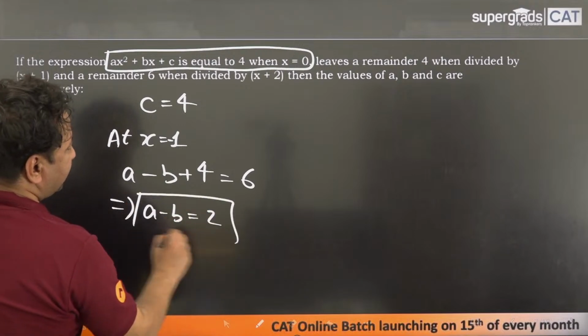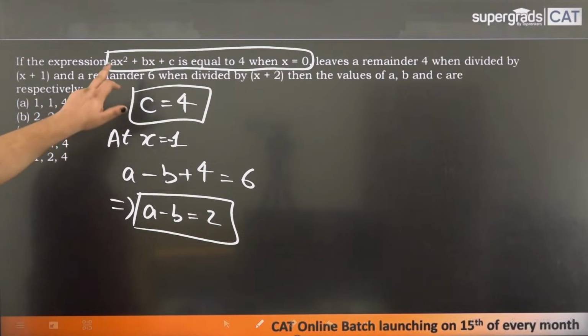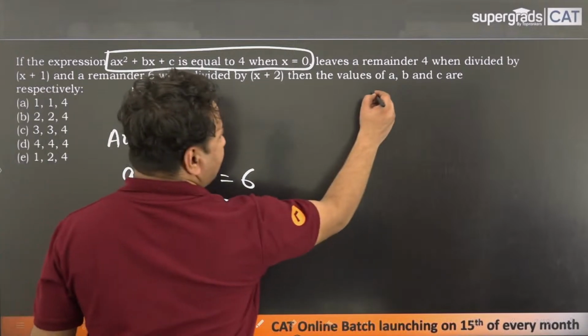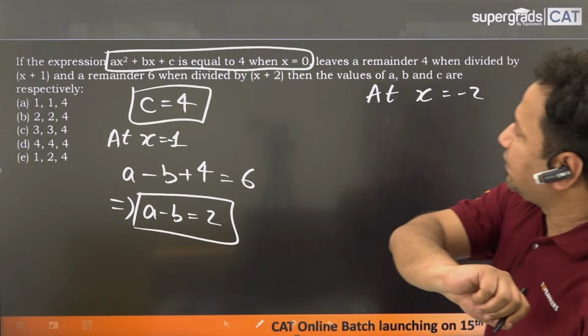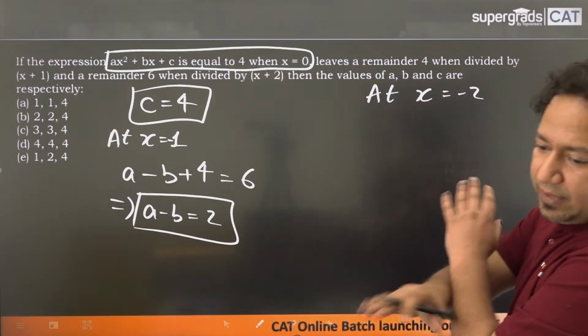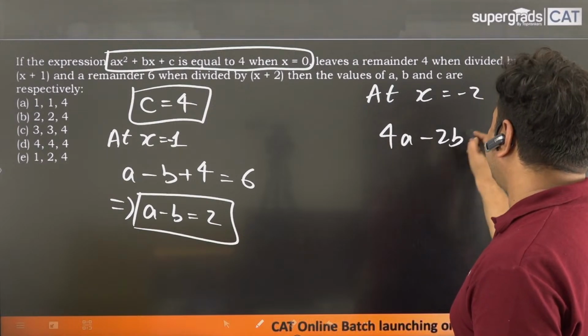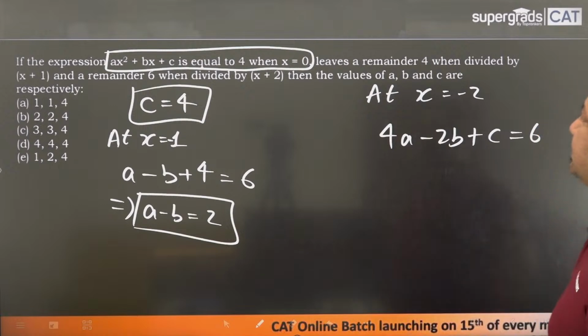Now we have this with us. What else do we have? On the final condition, a remainder of 6 when divided by x plus 2. So basically, at x equal to minus 2, I put it here. Minus 2 ka square is plus 4. I'll get 4a minus 2b plus c is equal to 6. That is the remainder. It's given in the question itself.